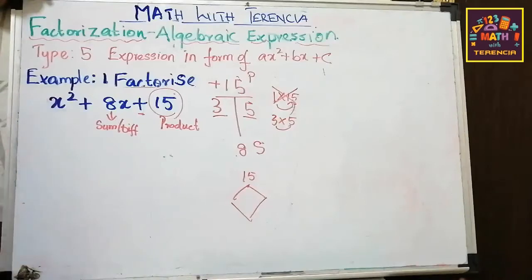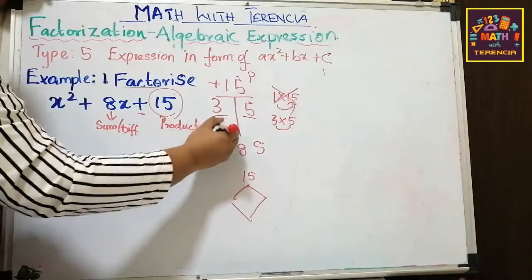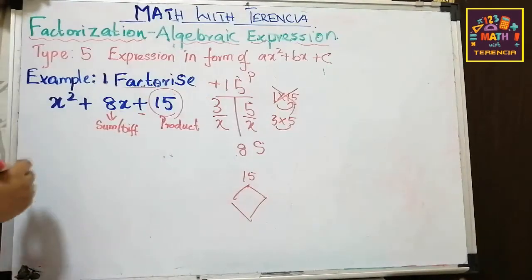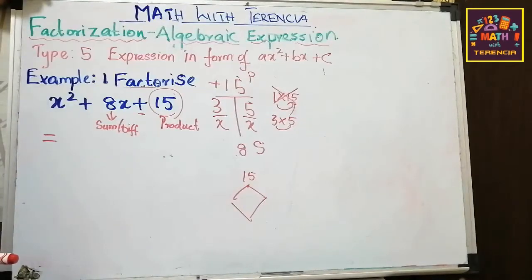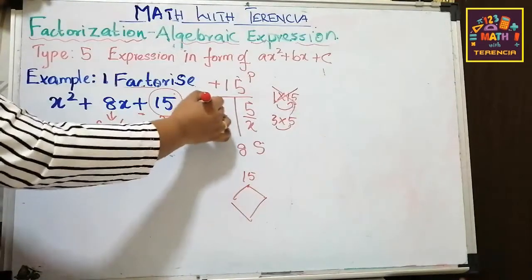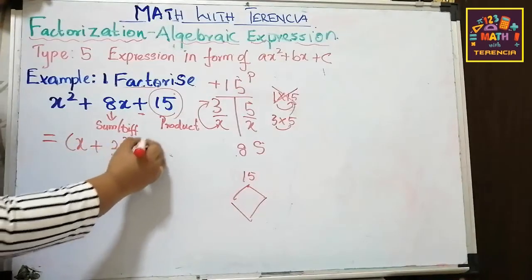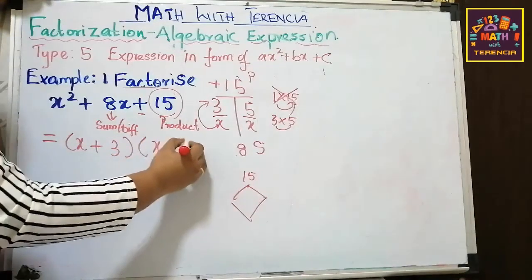So now pick the variable. What is the variable here? x. So put x here on the top and down. So the answer for this expression is x squared plus 8x plus 15 can be written as x plus 3 into x plus 5.